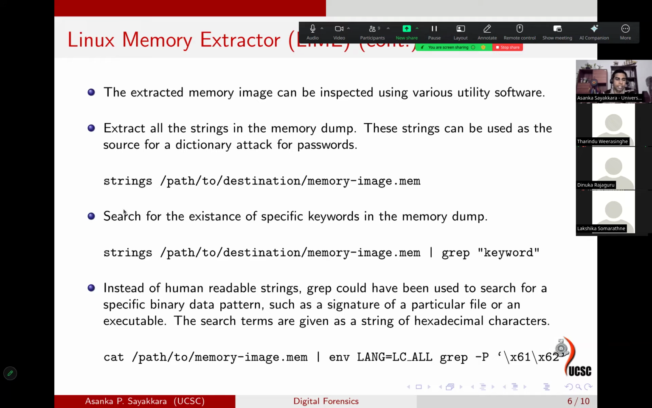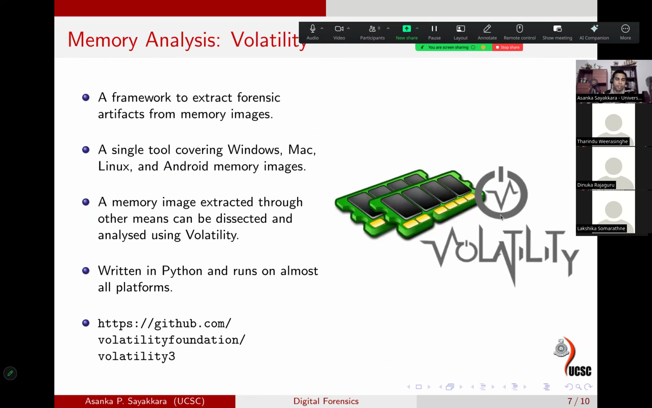So these are just the strings command, cat command, grep command. These are small utility programs, right? These are not dedicated, advanced memory forensic tools. However, we need to do proper memory analysis, and that is why we need Volatility, right?